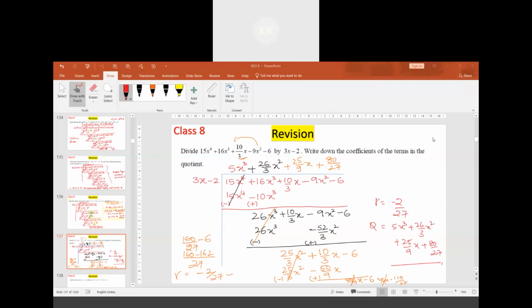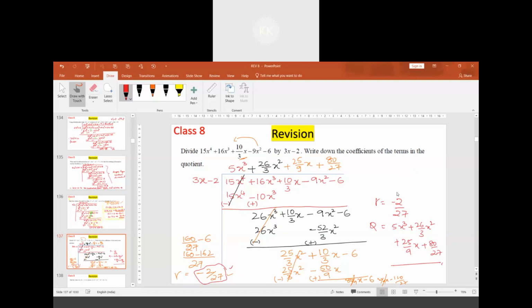Uday, did you get the answer? Sir, after getting minus 2 by 27, what do we have to do? Minus 2 by 27 is not having any variable, no? So we have to stop our division here. So this becomes the remainder. We are obtaining a remainder.